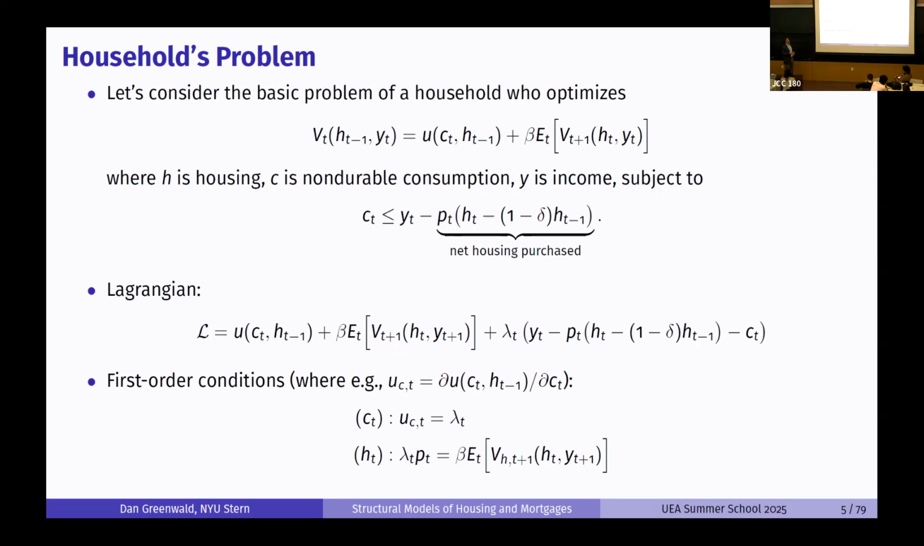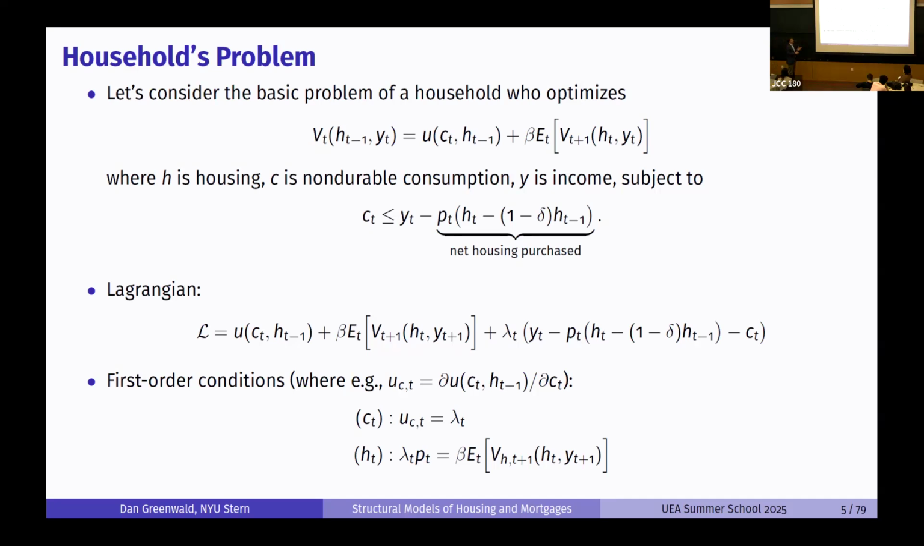Okay, so then you have a budget constraint, which is that your non-durable consumption has to be less than or equal to your income minus whatever you spend on your net housing purchases, right? So your new housing, whatever you choose for your new house size H_t, and for now, we're going to assume you just buy a new house every period. That's the simplest assumption. We can revisit that later.